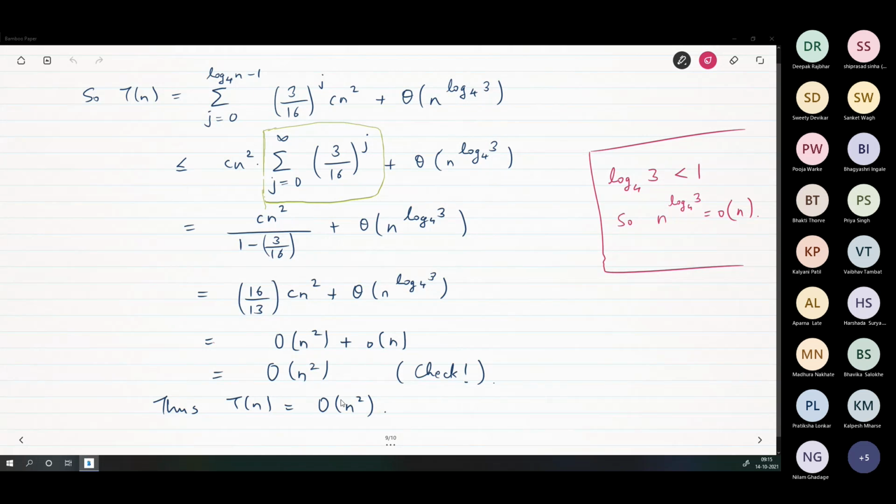So once again, this is where we were. T of n is big O n squared. That is the final answer. Now let me just finish in 2 minutes or so.